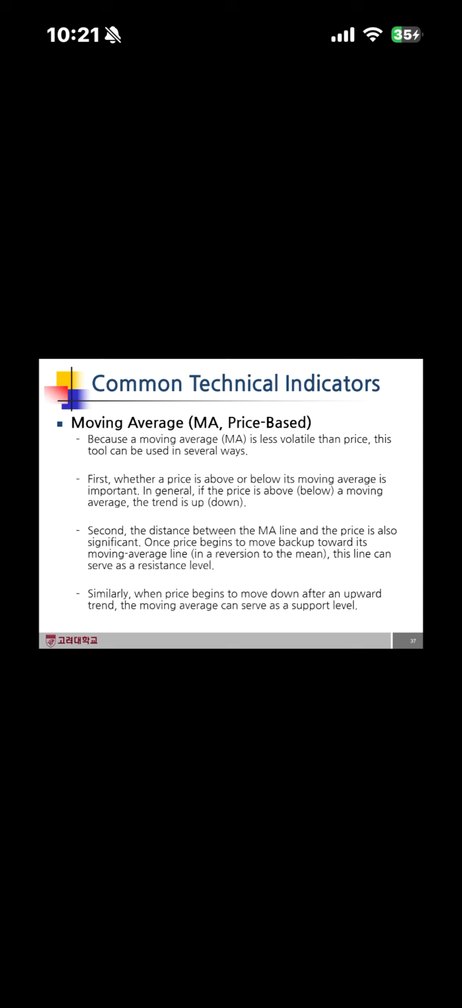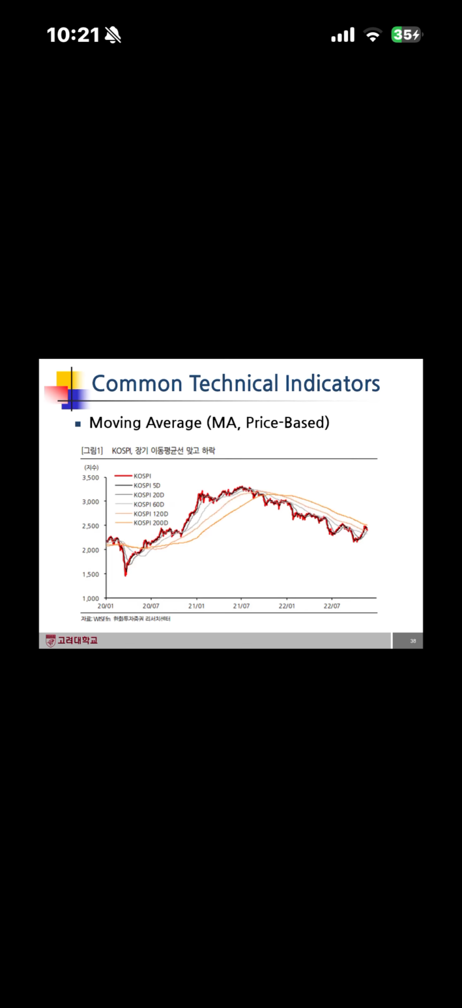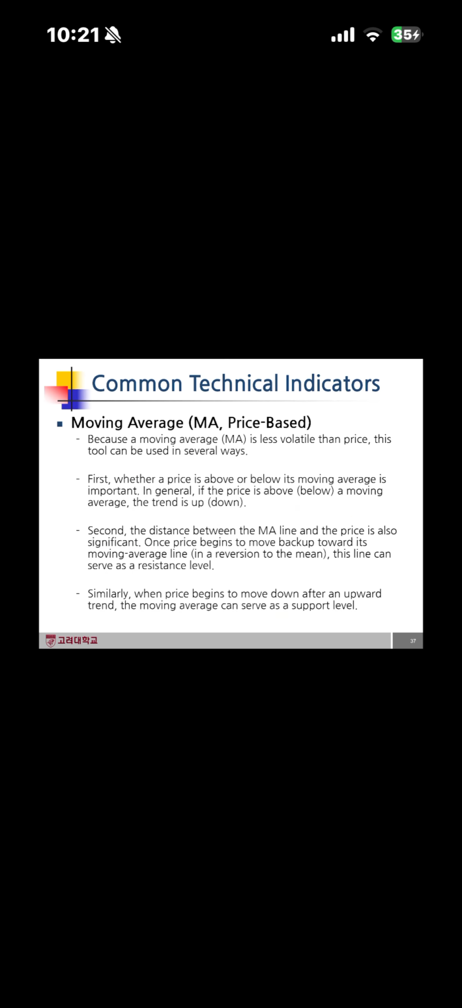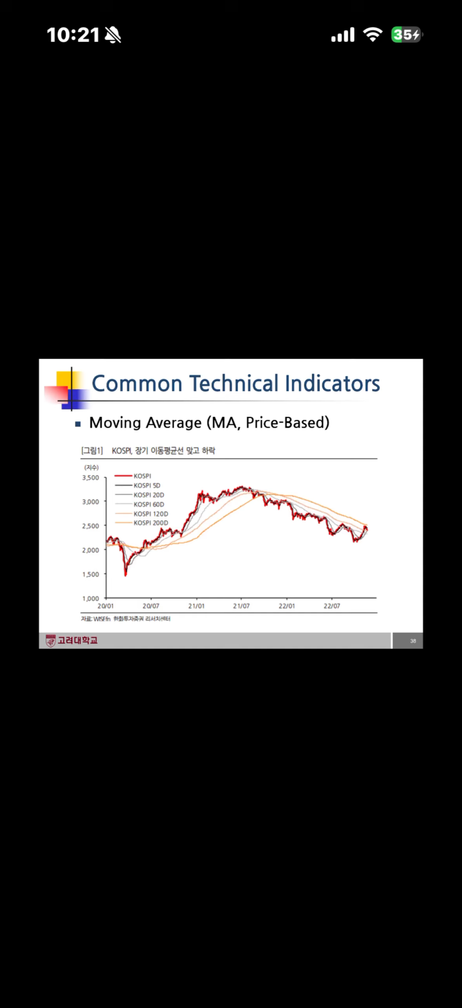Let's reinforce the interpretation of moving average. As mentioned earlier, the relative position between the price and the moving average can provide information about the current trend. I think we explained this already. And this shows an example of a moving average applied to the Kospi index. This is quite old data, but this shows the moving average of the Kospi index.